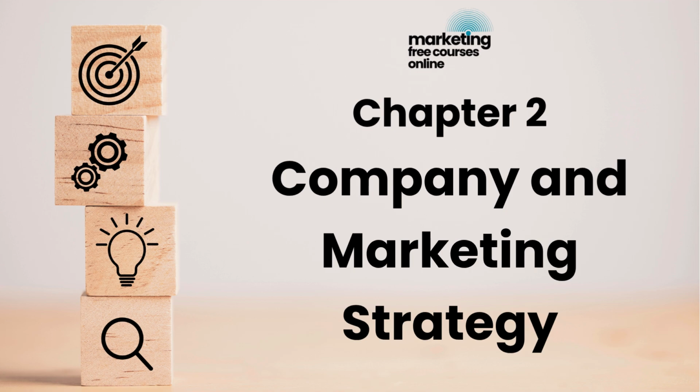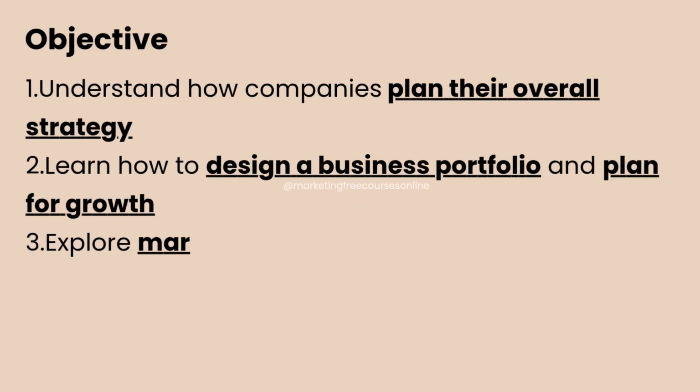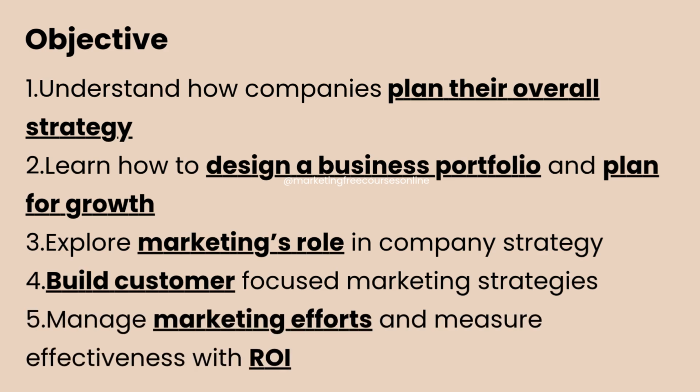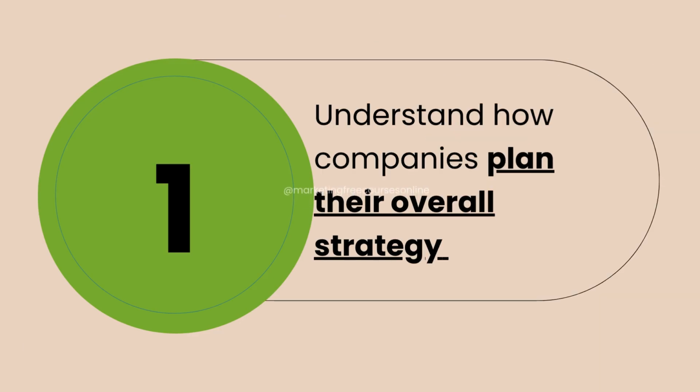By the end of this video, you'll understand how companies set goals, choose customers, stand out in a crowded market, and use information to make smart decisions. We'll cover 5 learning objectives, breaking down every concept, diagram, and table step by step. Let's start with Objective 1, understanding company-wide strategic planning and its 4 steps.